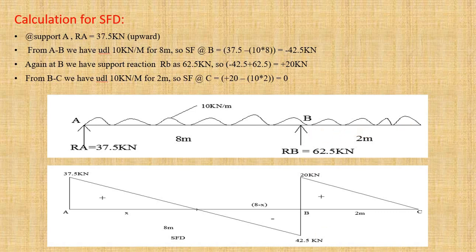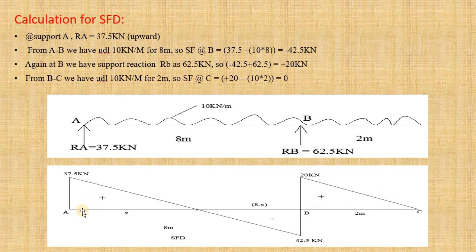In between B to C we should check, do we have any other load? Yes, we have the UDL here. It is also 10 kilonewton per meter, but be careful with the span. Here from B to C the span is only 2 meter. So plus 20, minus the UDL acting downwards, minus 10 into 2, so we will get 0. From here to there you just draw a line, joining the points, and you get an inclined, triangular variation.